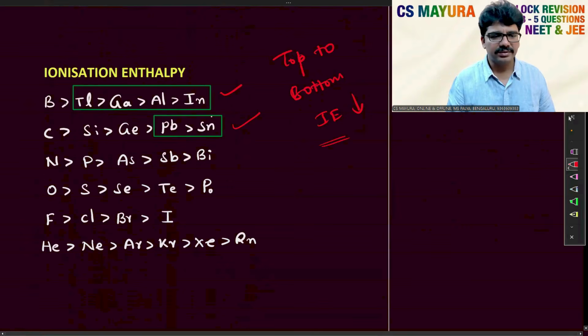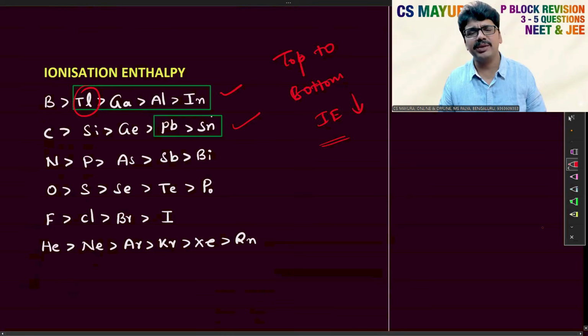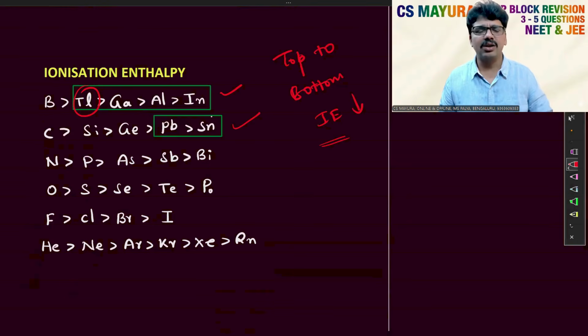So in the boron family, thallium has the higher ionization enthalpy. Why does thallium have higher ionization enthalpy? Same reason: lanthanide contraction, where electrons are in the f orbital. Poor screening effect, higher effective nuclear charge, so ionization enthalpy increases.